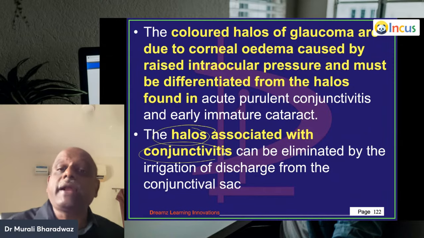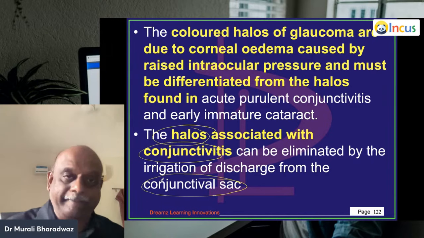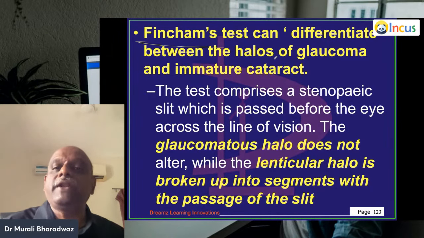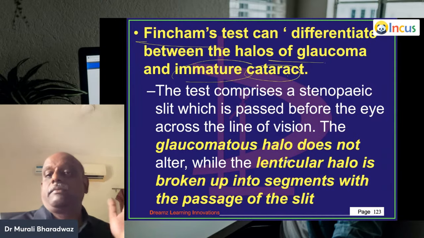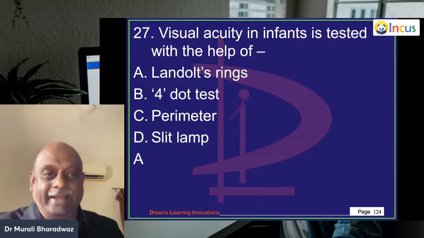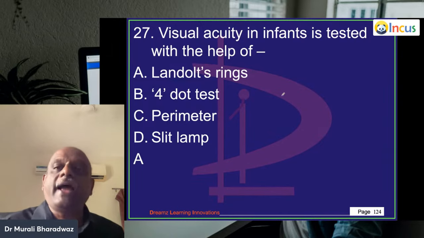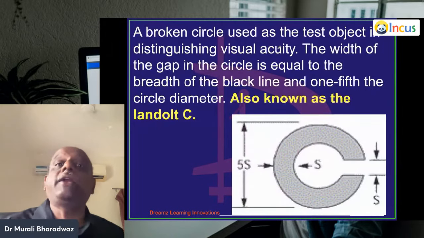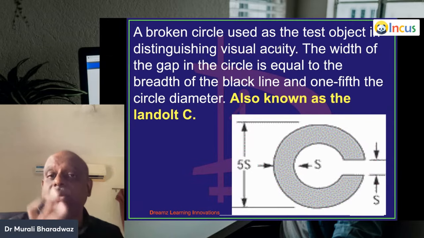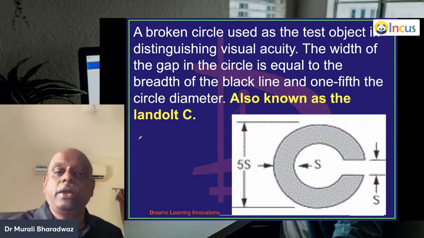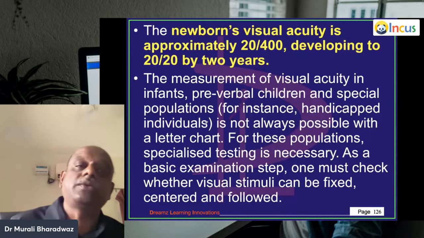And the halos because of conjunctivitis will disappear if you irrigate the discharge from the conjunctival sac. So Fincham's test differentiates colored halos of glaucoma from cataract. Cataract will break because cataract is lens; lens will break, whereas glaucoma doesn't break. Visual acuity in infants is tested with the help of Landolt's ring. Little babies cannot tell, so we can't use subjective tests; we have to use an objective test.